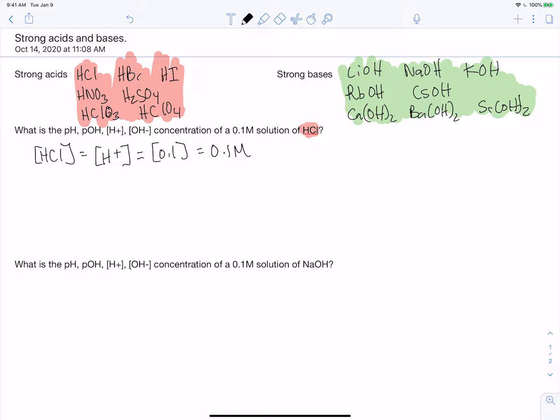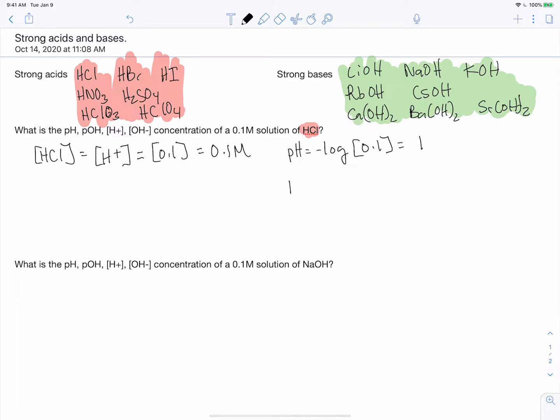To calculate the pH, all we have to do is take the negative log of the hydronium concentration, so we just take the negative log of 0.1, which is 1. So now we've calculated the pH of that solution. And then if we want to calculate the hydroxide and the pOH of the solution, there's a couple of different ways we can do that.